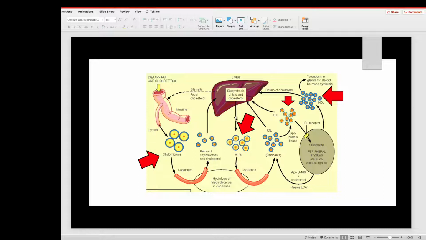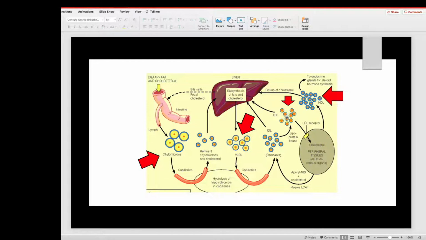So then the liver spits out VLDL into the blood, and then the VLDL will be converted into low density lipoproteins. Okay, so there's an enzyme that helps convert that and basically make these low density lipoproteins, right? So that's these guys here.